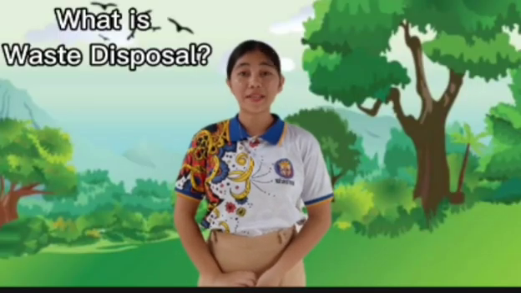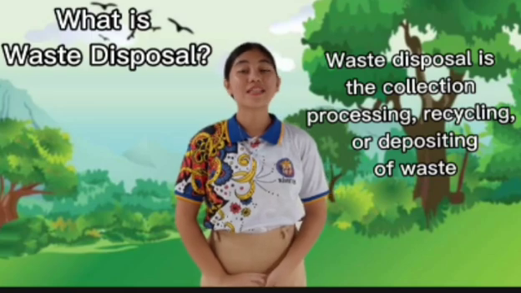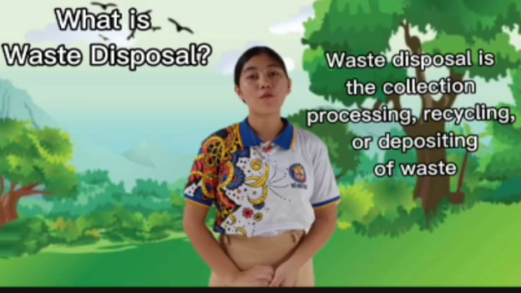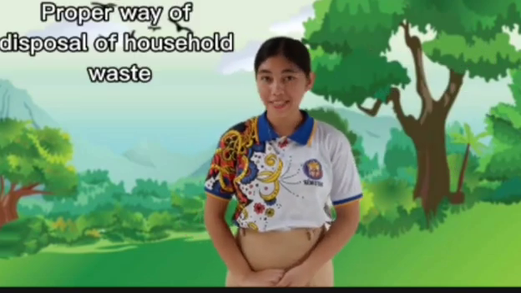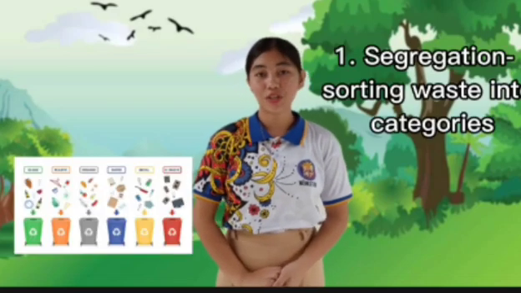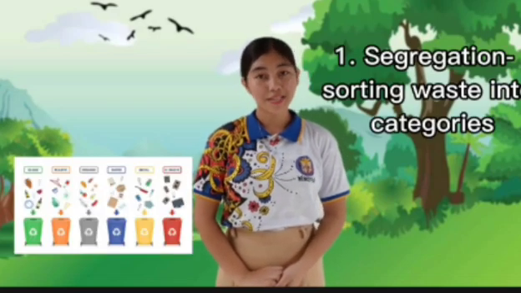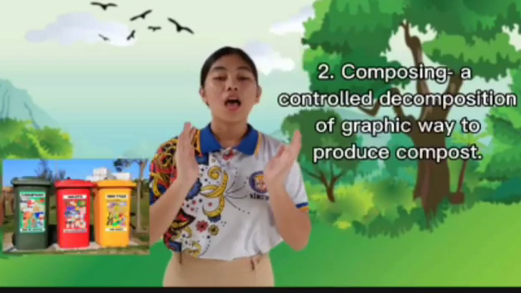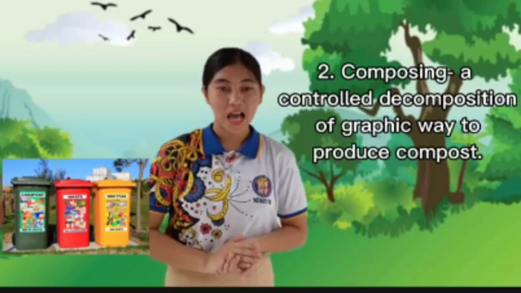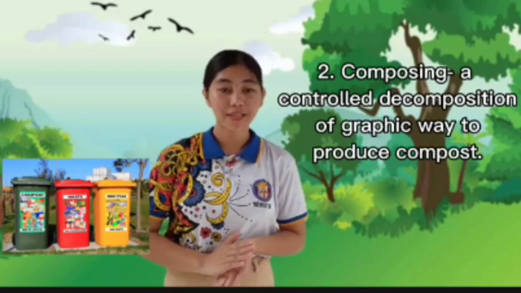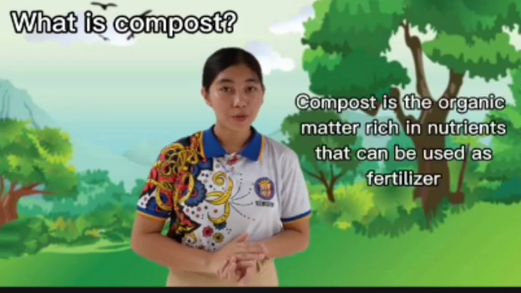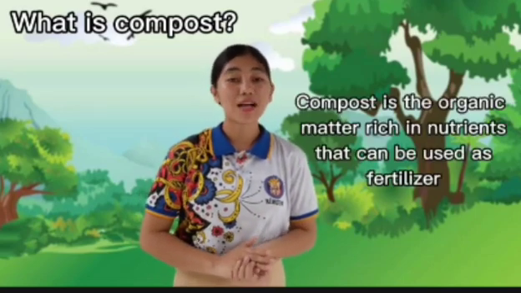What is waste disposal? Waste disposal is the collection, processing, recycling, or disposing of waste. Now, what are the proper ways of disposal of household waste? Number 1 is segregation, sorting of the waste into categories which are biodegradable and non-biodegradable. Number 2 is composting, a controlled decomposition of organic waste to produce compost. What is compost? Compost is organic matter rich in nutrients that can be used as fertilizer.